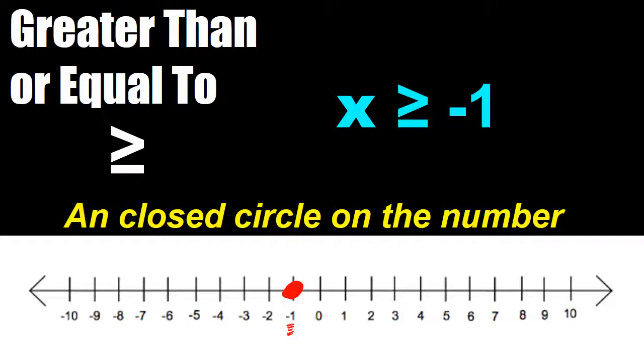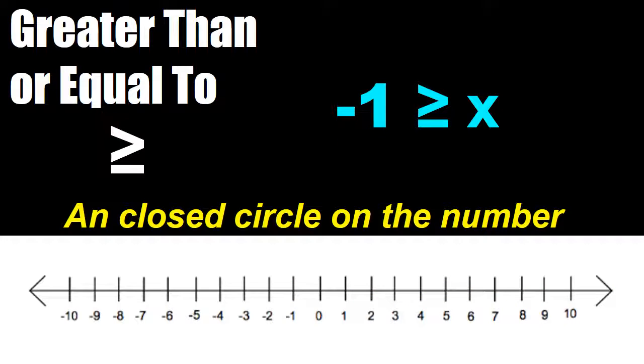Now, since I have my closed circle on -1, let's find out which way the arrow is going to be colored in. In this case, I need to find all the numbers that are going to be bigger than -1. So 0 is bigger than -1, 1 is bigger. So in this case, I'm going to fill in my arrow going to the right.